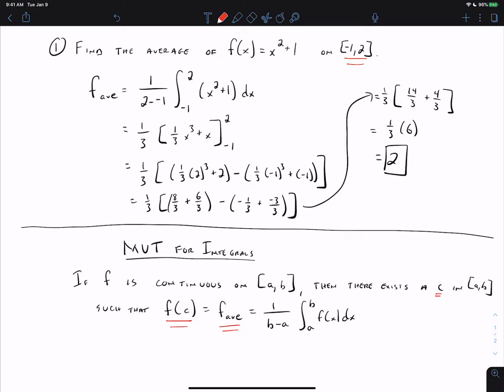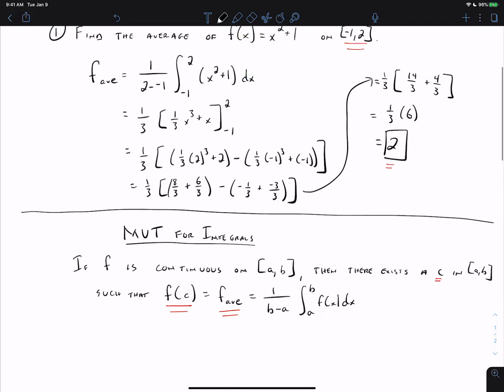So if this were temperature, so if between time -1 and time 2, maybe -1 is like 11 a.m., maybe 2 is like 2 p.m. So between 11 and 2, if the average temperature is say 2 degrees Celsius, at some point within that time period, the temperature was exactly 2 degrees Celsius. If the function's continuous, then that has to be true.